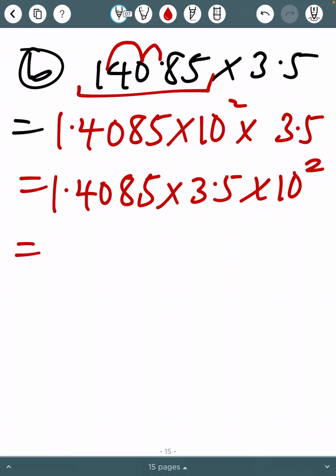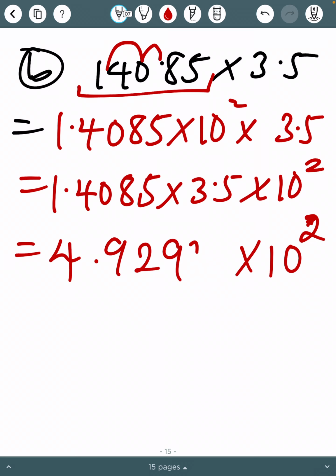What does that give me? Please multiply 1.4085 times 3.5 for me. Good. What does that give you? 4.92975. Okay, 4.92975 times 10 raised to the power 2 is the same thing as.